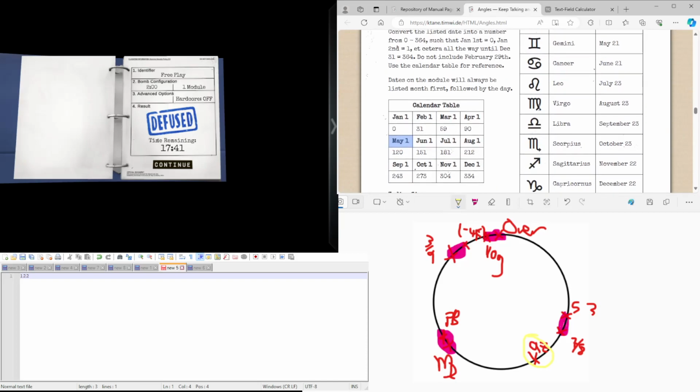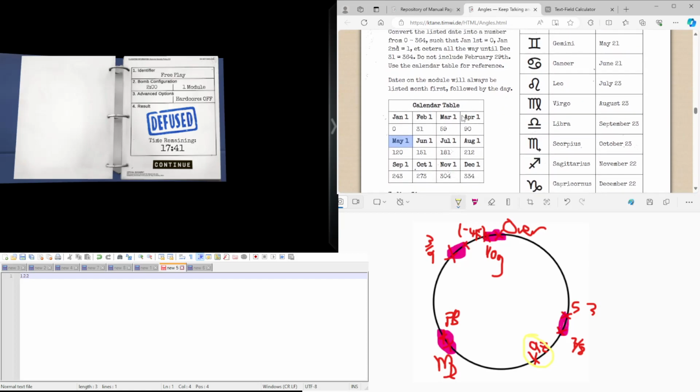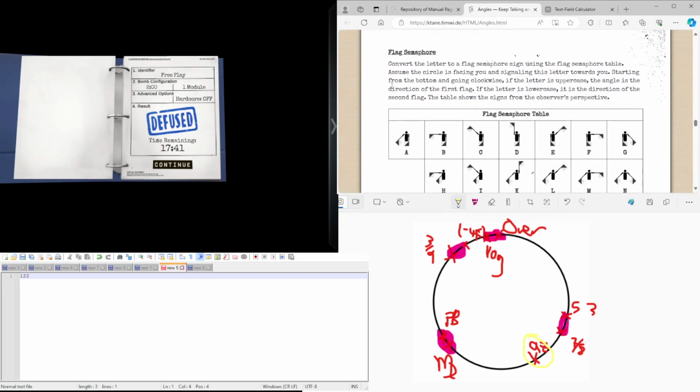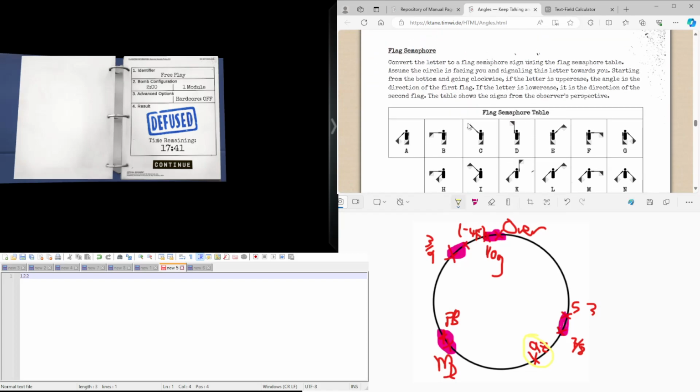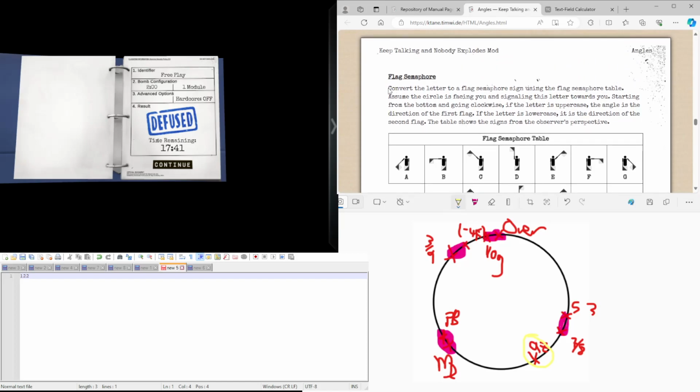Dates we had in terms of both zodiac signs and regular dates. Just note that the date can be written as just like March 2nd or something like that, as the physical word March 2nd. And then flag semaphore we didn't have in the end. This one is also decently simple.